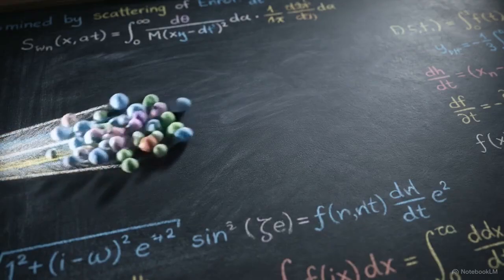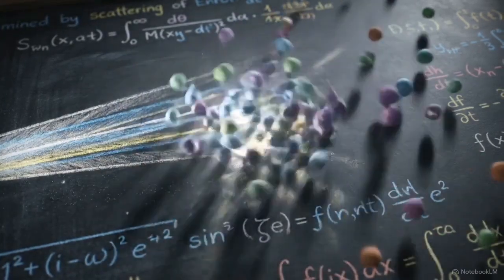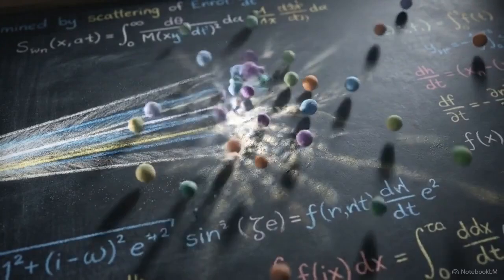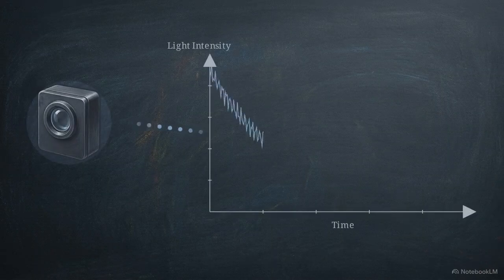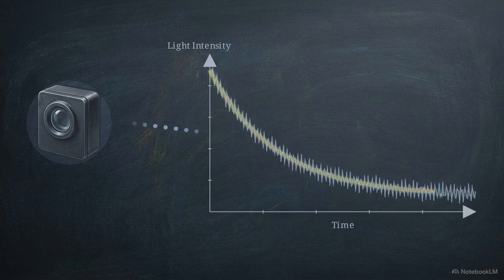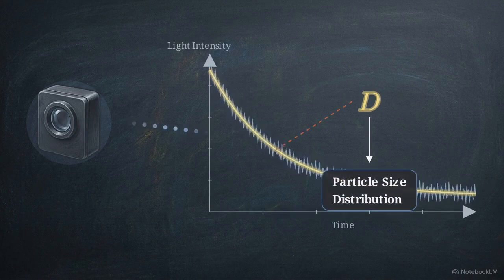While static light scattering measures the average intensity, dynamic light scattering measures the microsecond by microsecond fluctuations in the scattered light as particles collide in real time. Analyzing these rapid interference patterns yields the specific diffusion coefficient, and by extension, the exact particle size distribution.